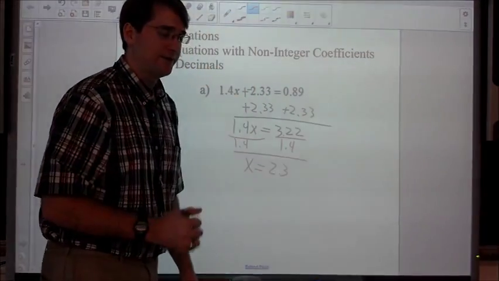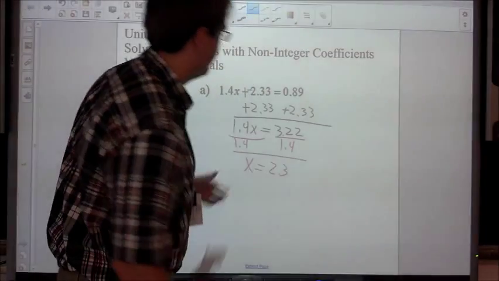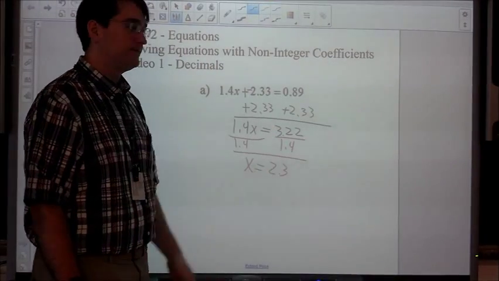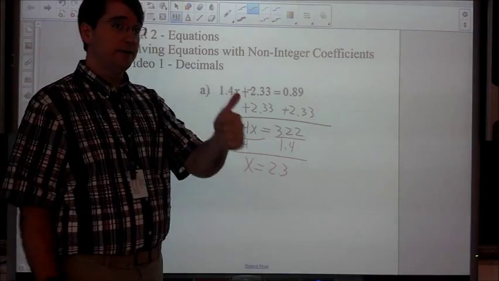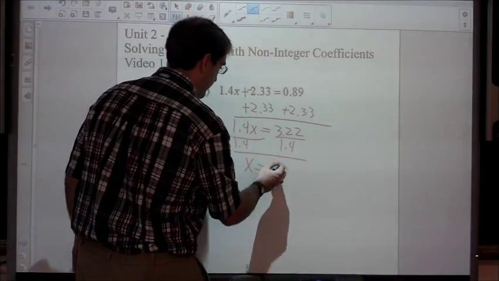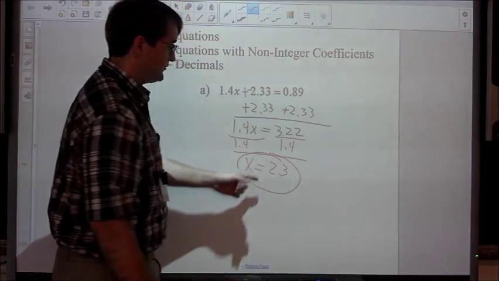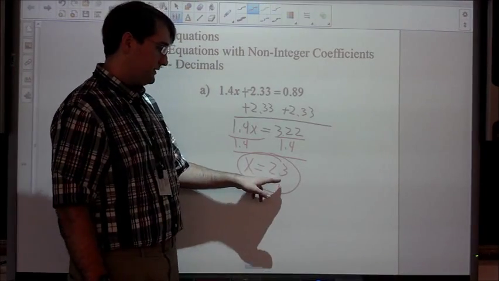Feel free to use your calculator on these. I certainly am. I'm not going to be able to divide 3.22 by 1.4 in my head. If you can, hey, good for you. But if not, don't worry about it. Use a calculator.